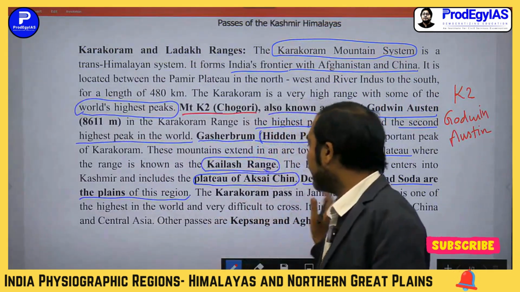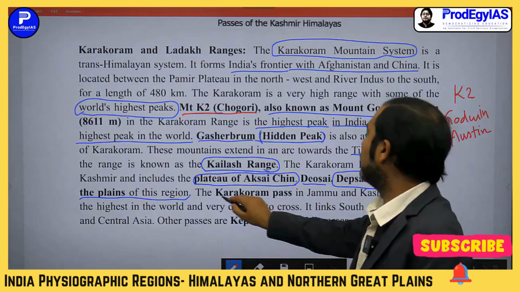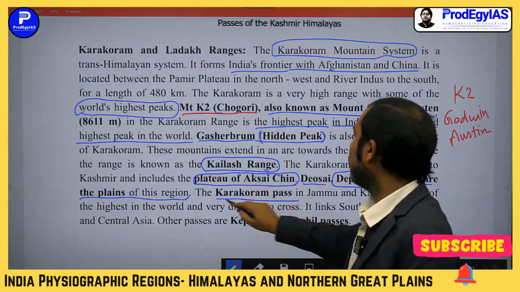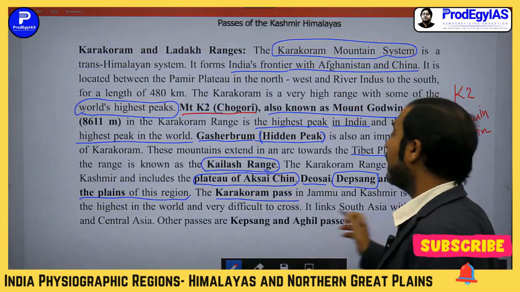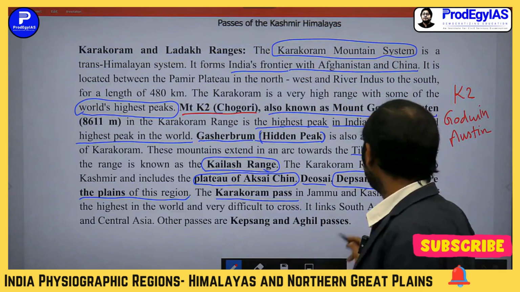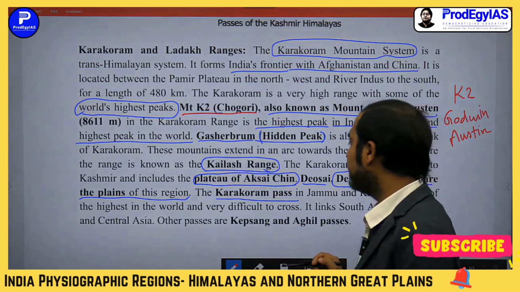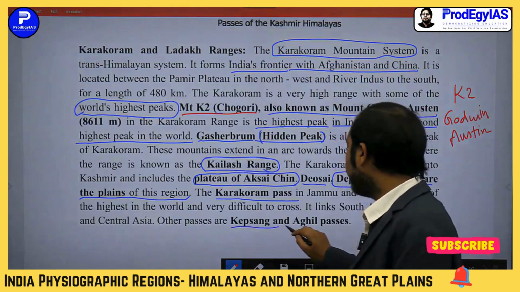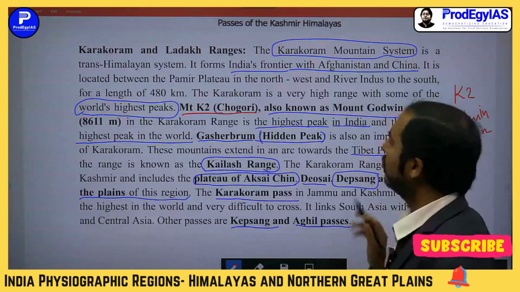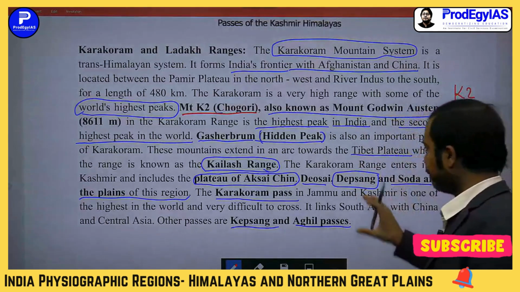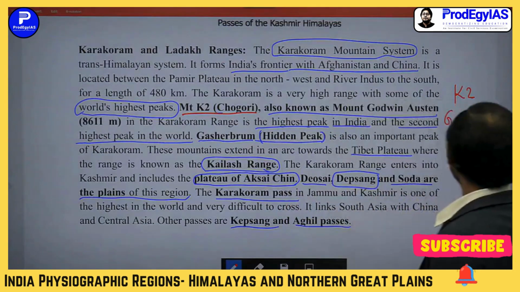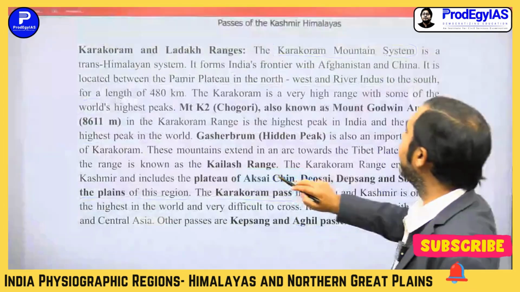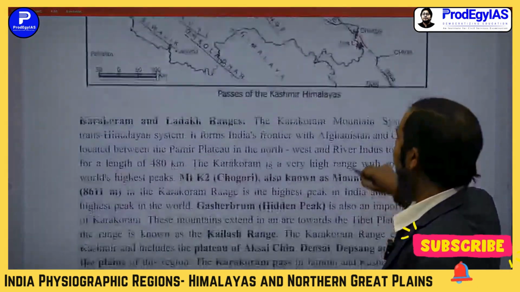Then an important pass, Karakoram Pass, lies in the Kashmir region, and it is also one of the highest passes in the world. It links South Asia with China and Central Asia. Other passes are Depsang Pass and Agil Pass. So the important peaks, passes, and plains of this region, we have to see them on the map.